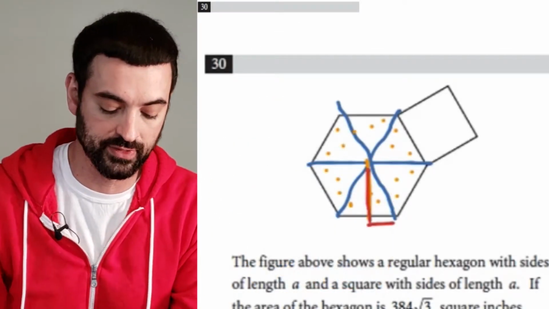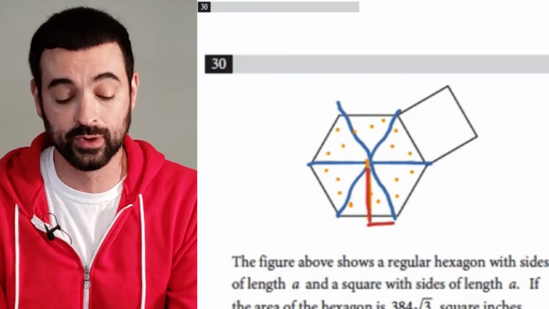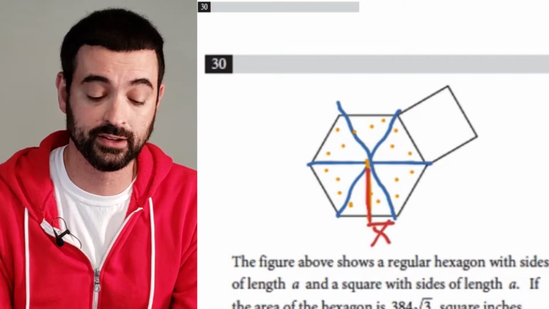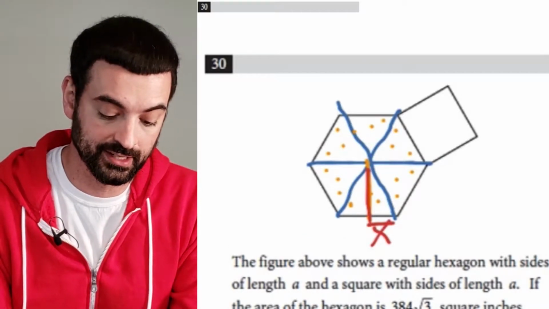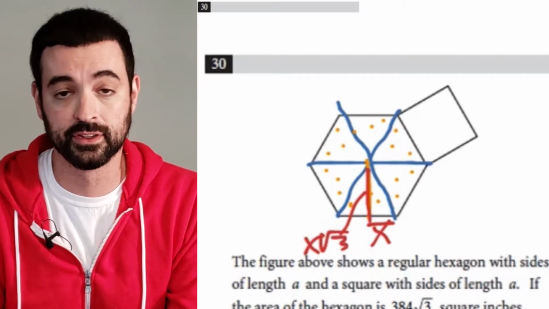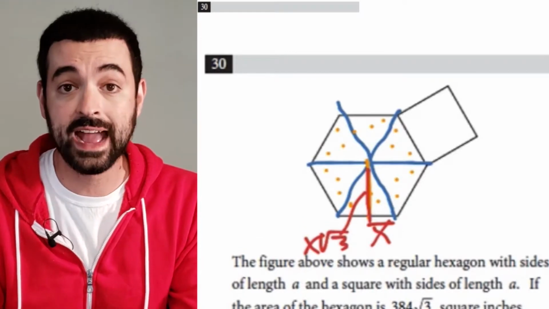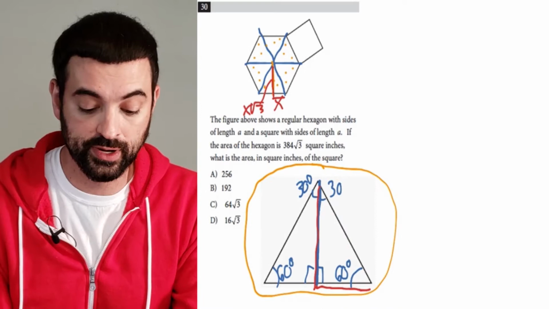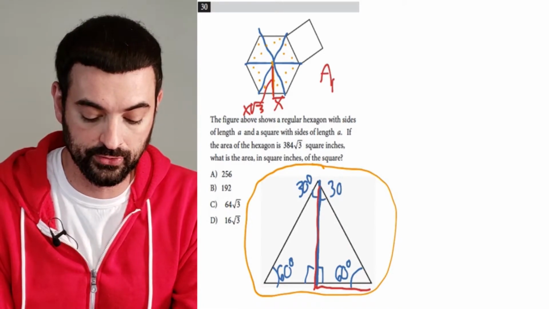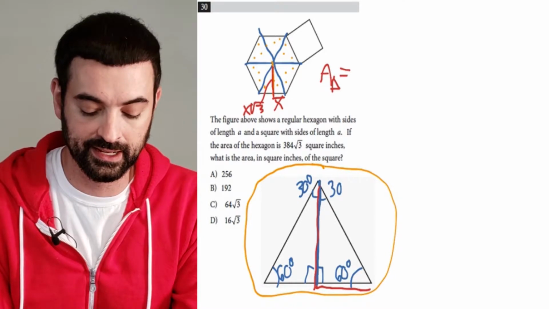let's just take one of these. We know that there are 12 of them. We don't know the length and width. We can say that this is the x side of the triangle, and that this is the x root 3 side of the triangle.